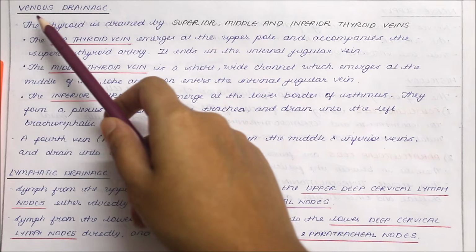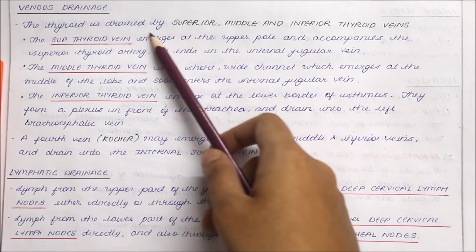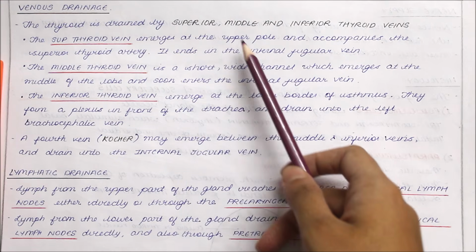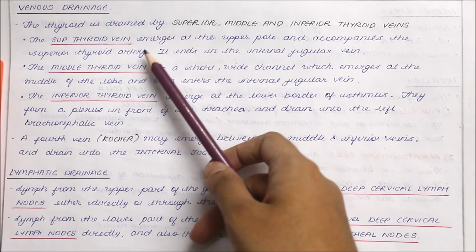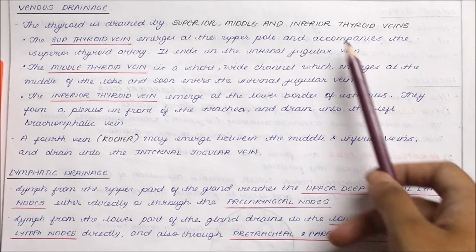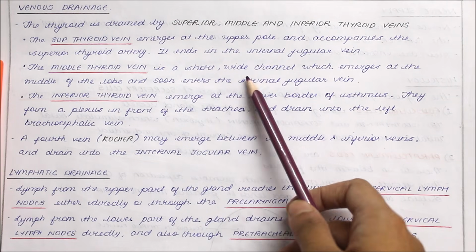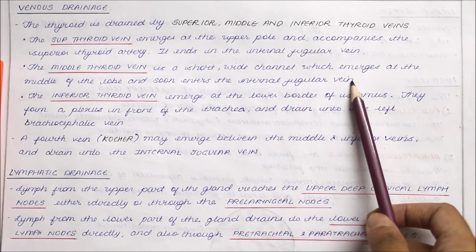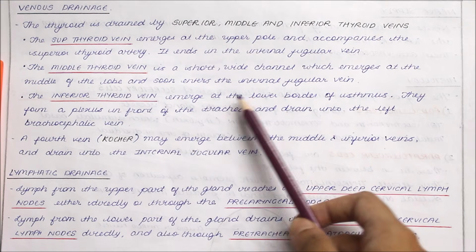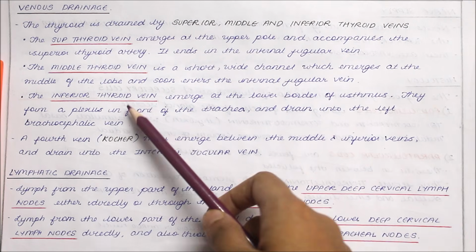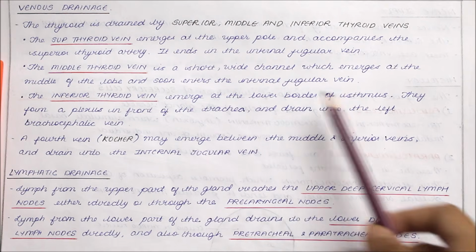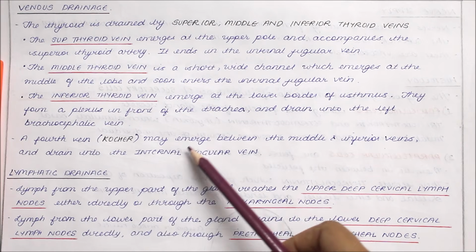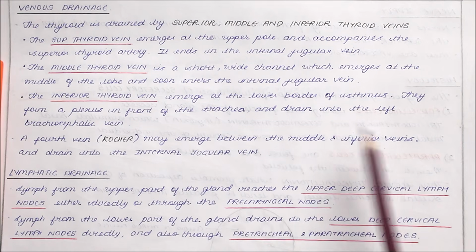Now, concising the important points under the venous drainage, the thyroid is drained by superior, middle and inferior thyroid veins. The superior thyroid vein emerges at the upper pole and accompanies the superior thyroid artery. It ends in the internal jugular vein. The middle thyroid vein is a short, wide channel which emerges at the middle of the lobe and soon enters the internal jugular vein. The inferior thyroid vein emerges at the lower border of the isthmus. They form a plexus in front of the trachea and drain into the left brachiocephalic vein. An extra point, that is a fourth vein, Kocher's vein, may emerge between the middle and inferior veins and drain into the internal jugular vein.